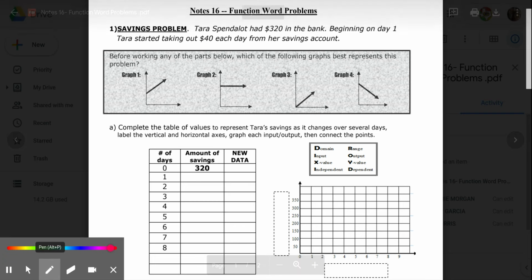Hi, today we're going to talk about function word problems. Problem one talks about Tara Spend-A-Lot, who had $320 in the bank. Beginning on day one, Tara started taking out $40 each day from her savings account.